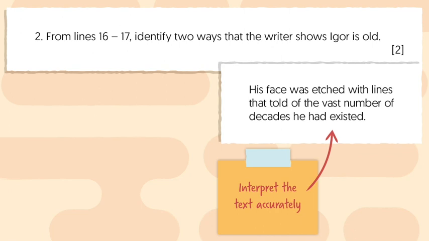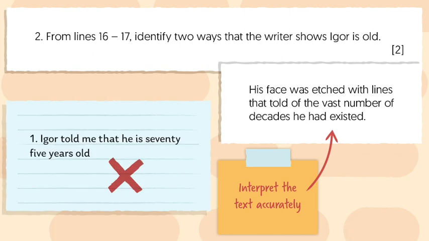You need to be careful that you're interpreting the text accurately, though. You couldn't say that Igor told you the number of years he'd been alive, as this wouldn't be an accurate interpretation of the sentence. It's the narrator speaking in the text and not Igor, and although the narrator tells us Igor is old, we're not given his exact age.